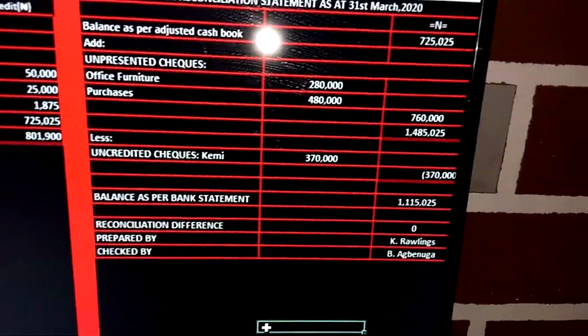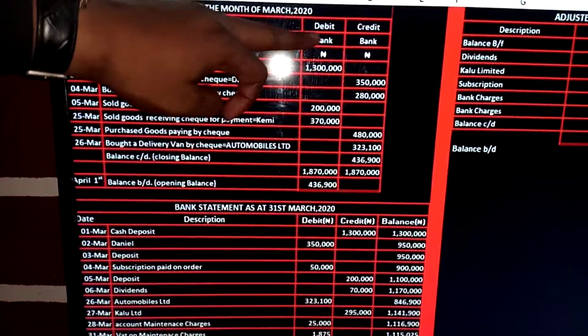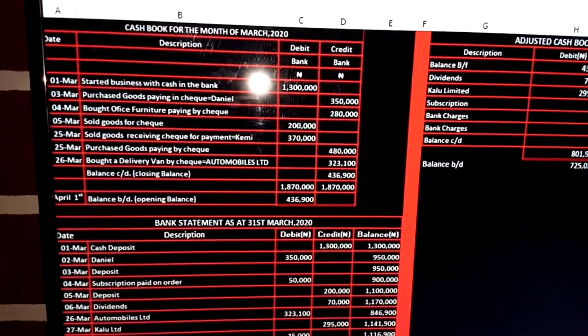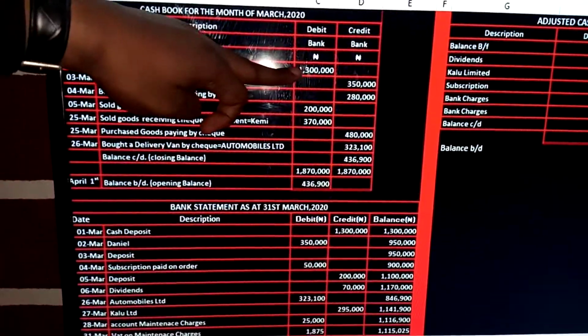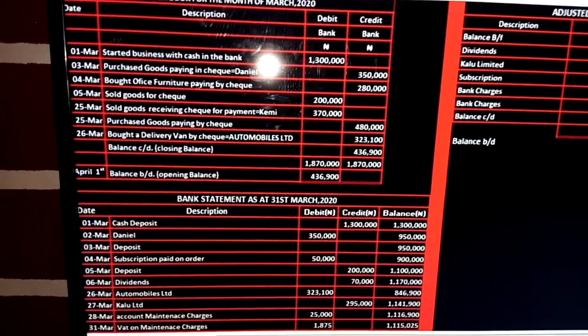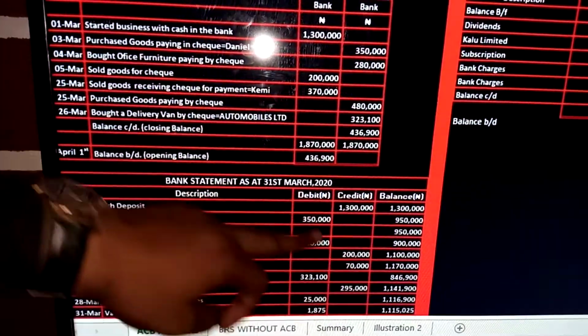So let's identify the uncredited checks. Uncredited checks are items in the debit of the cash book that are not in the credit of the bank statement. So let's go. 1.3 is in the debit of the cash book. Is it in the credit of the bank statement? Yes. 200 is in the debit of the cash book. Is it in the credit of the bank statement?